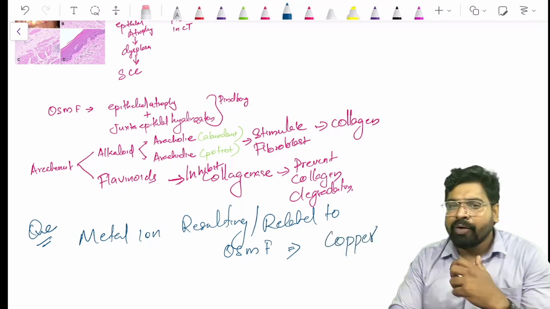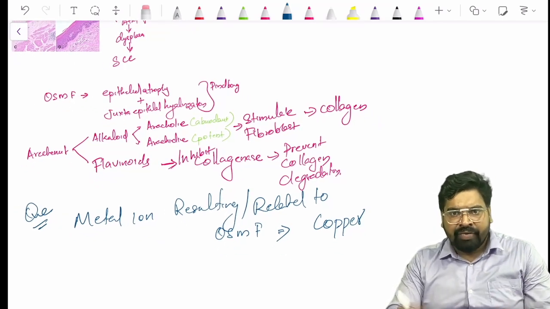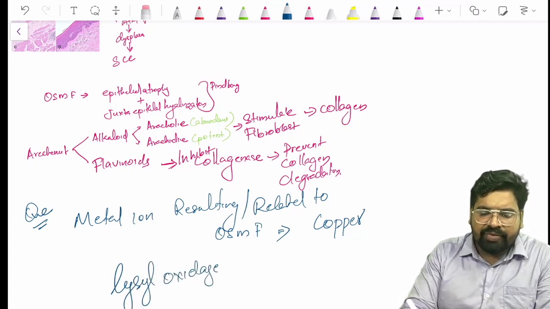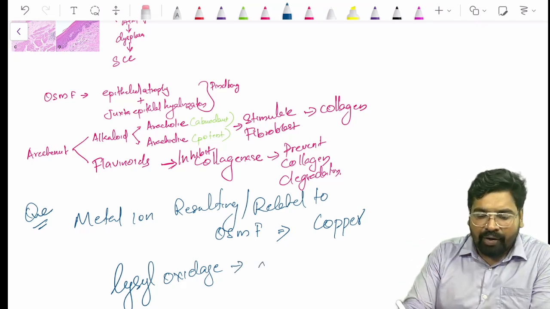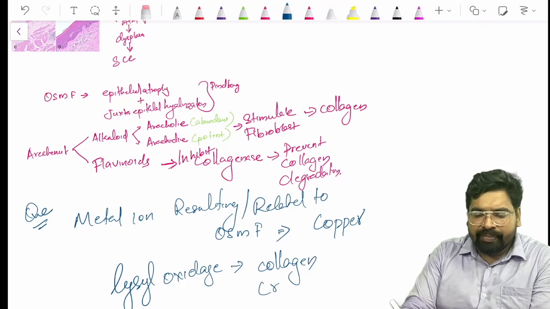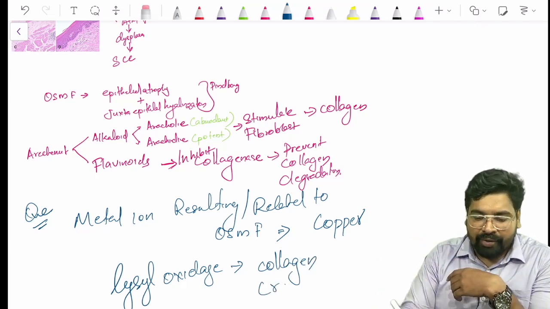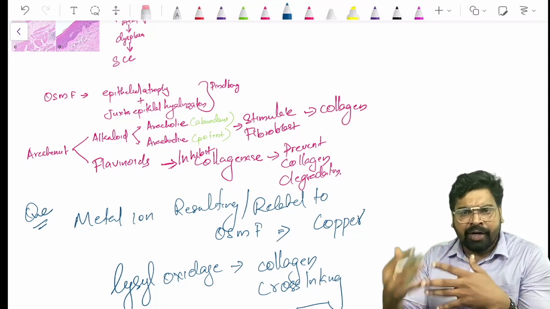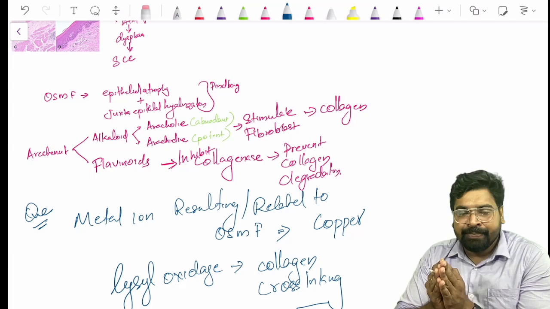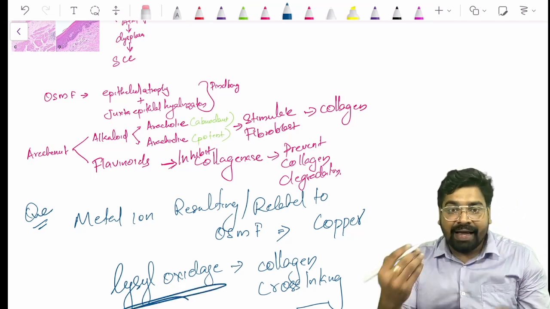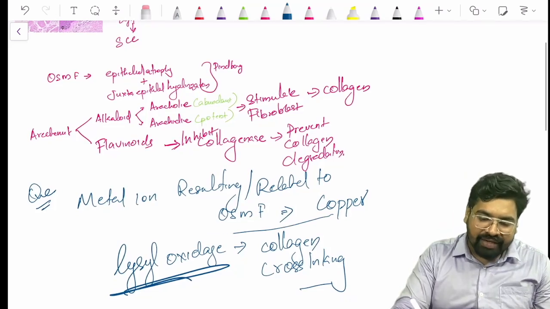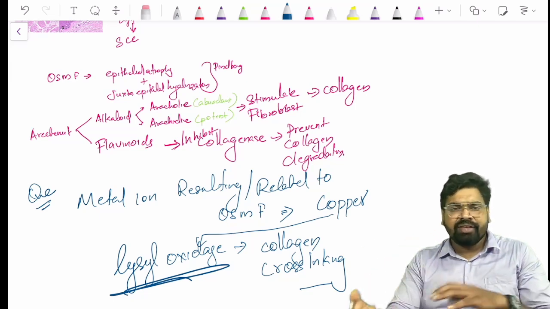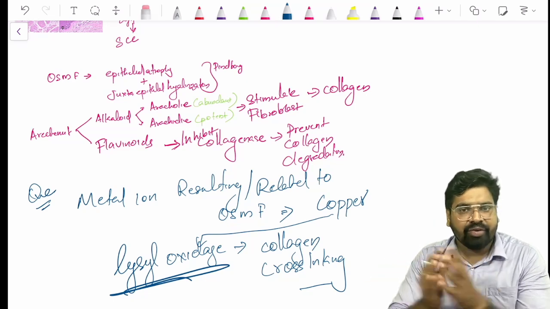Now why copper? Copper is a coenzyme which will help lysyl oxidase. Lysyl oxidase is an enzyme which will help in collagen cross-linking. That makes the collagen fibers stronger. The initially formed procollagen is converted into stable collagen. Lysyl oxidase stabilizes the collagen, and copper is a cofactor for this lysyl oxidase. So that's why we say copper is the metal ion related to oral submucous fibrosis.